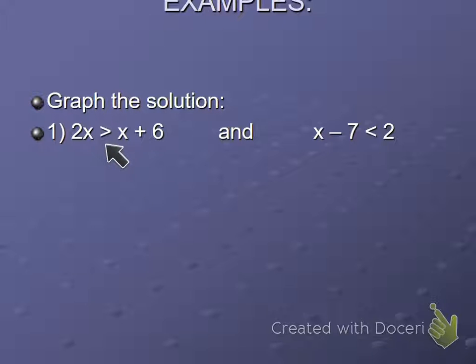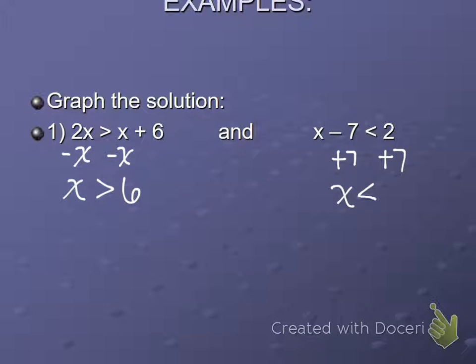We need to solve both of these inequalities separately, and then we will graph the solution all together. Okay, so let's focus on the inequality on the left. In order to solve that, I am going to subtract x from both sides. That would leave me with x is greater than 6. So that one was pretty quick to solve. To solve the other inequality, we need to add 7 to both sides. So we end up with x is less than 9.